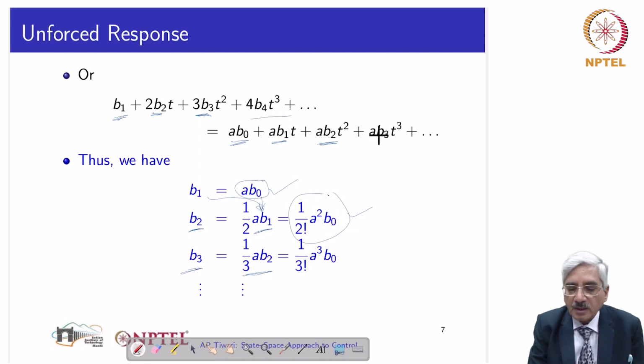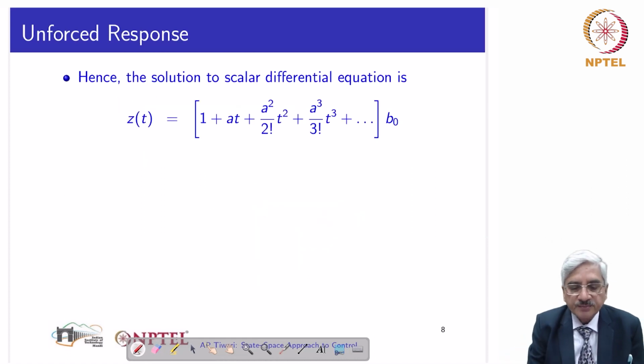This we do for all the various coefficients, and so after substituting those values in the expression, z(t) will be equal to 1 plus a t plus a square by factorial 2 t square, etc., the whole thing multiplied by b0.